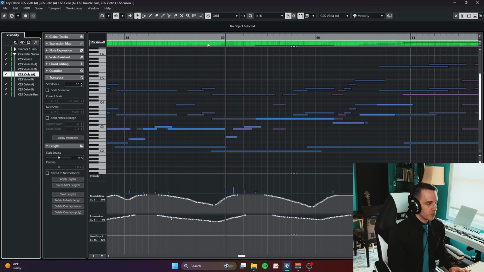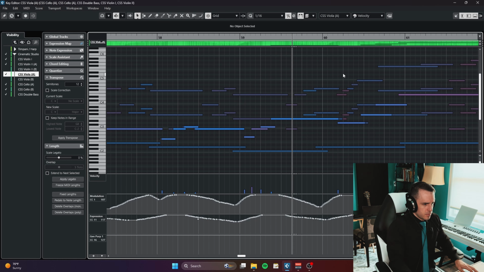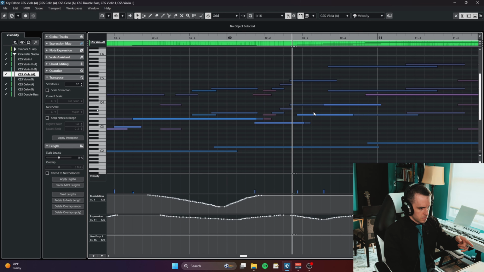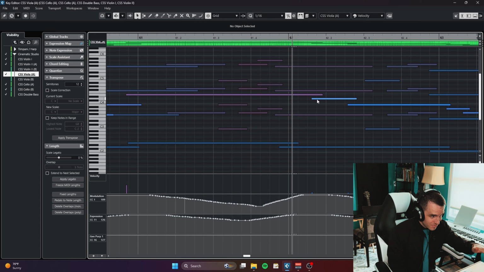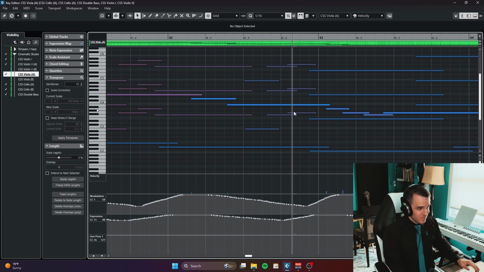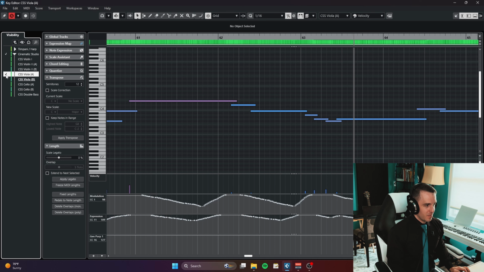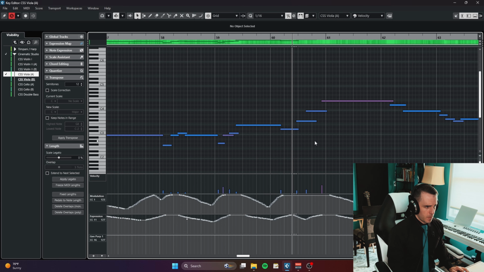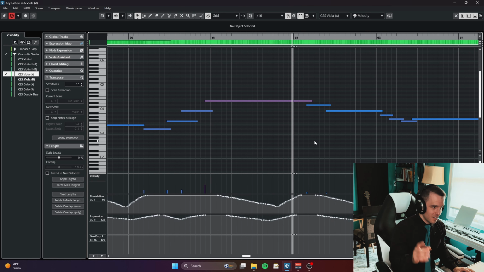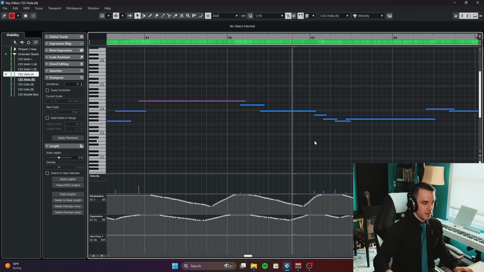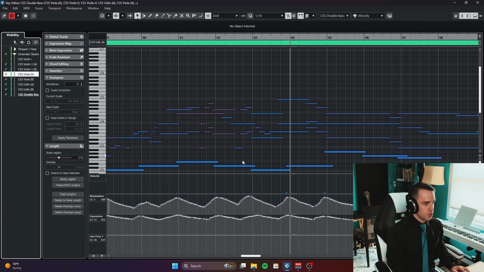So I'm going to play this from this little swell here. What is happening right there? Let's check this out. This is what the viola is doing here. So what's happening here is a couple things.